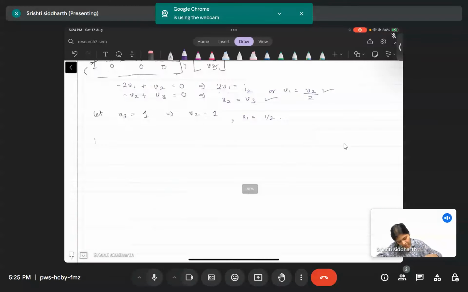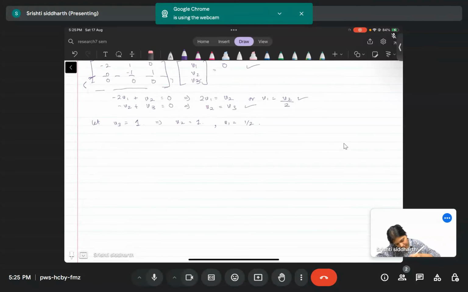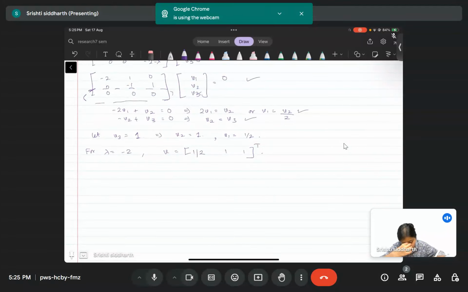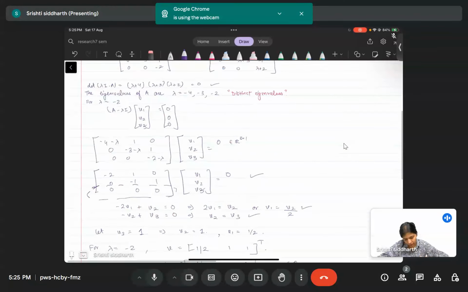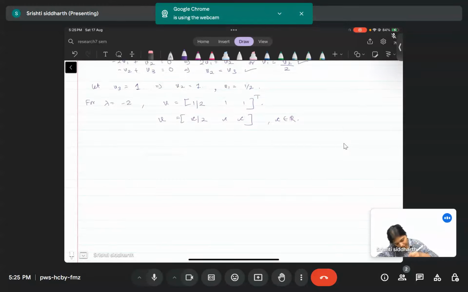So for lambda equals minus 2, the vector v is half, 1, 1 transpose. There are of course other choices for v1, v2, and v3, and this is just one of them. So if you want to write this down generally, we could have some constant c by 2, c and c, where c is some v1. Okay, so similarly, there are two more eigenvalues, so let's complete those associated eigenvectors quickly.